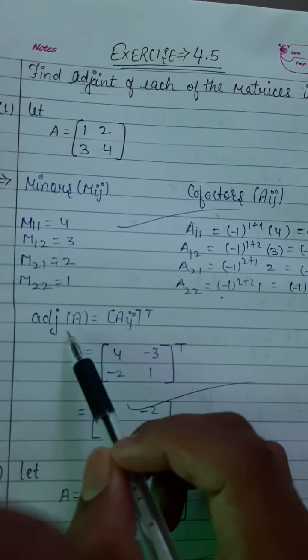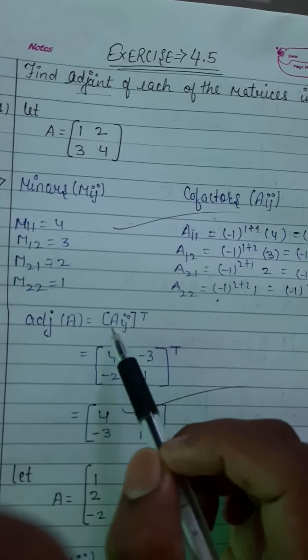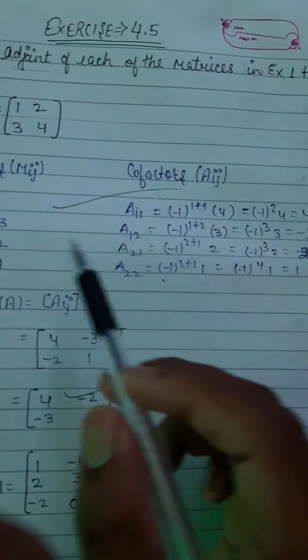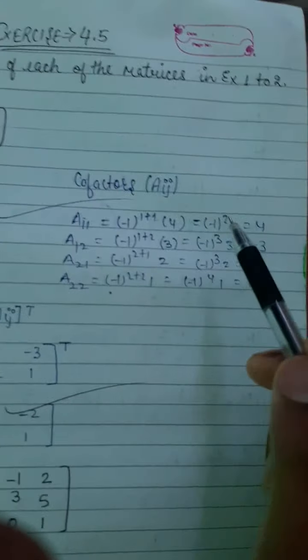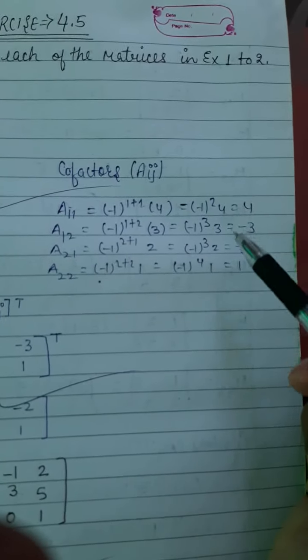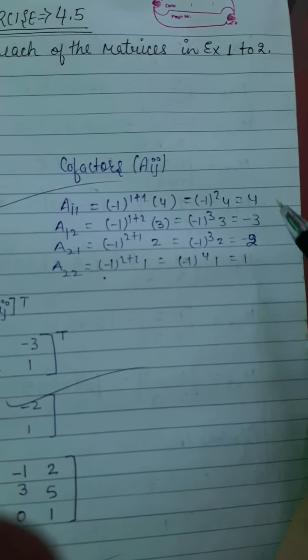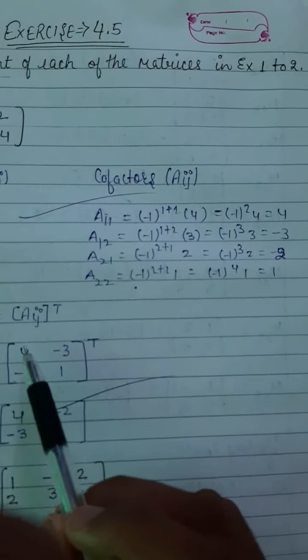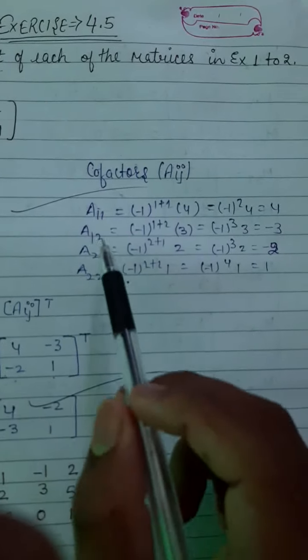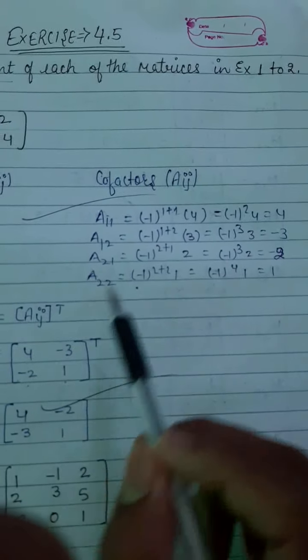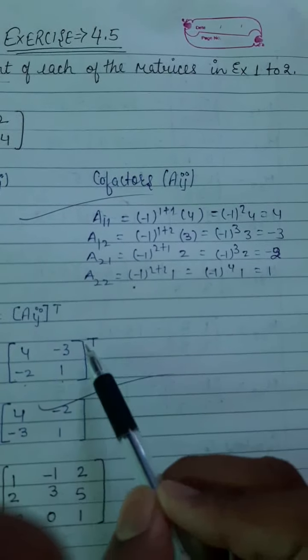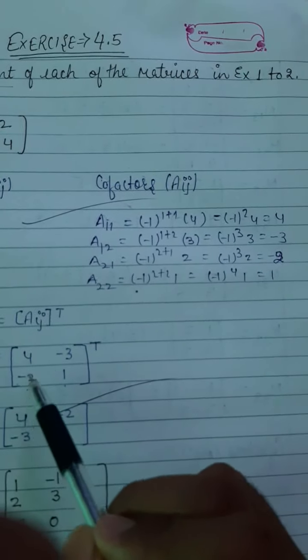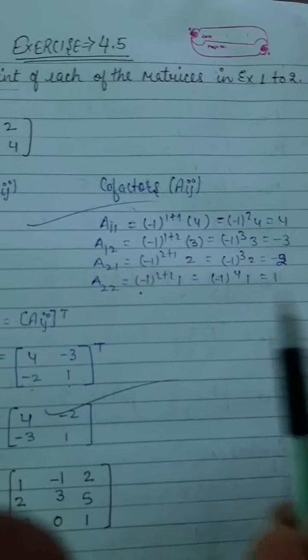Then for the adjoint formula we write adjoint A is equal to cofactors transpose. So it is your minor and it is your cofactors. So we will make the matrix of cofactors only. 4 minus 3 minus 2 1. Your A11 element is 4. A12 element is minus 3. Then minus 2 here. Then 1. Okay, and its transpose.